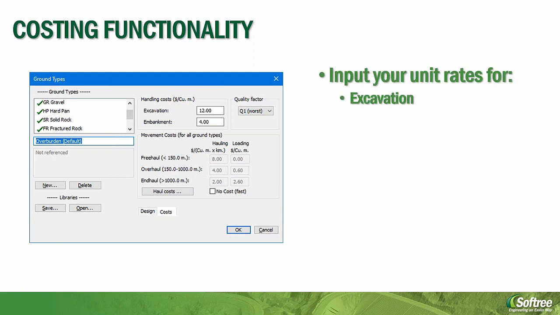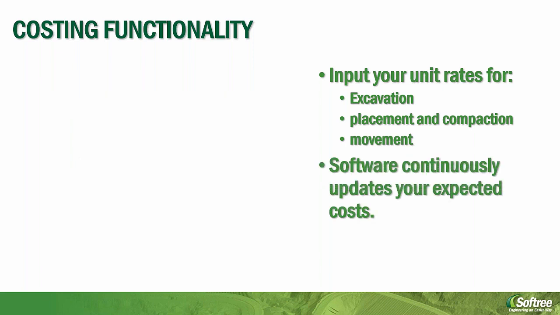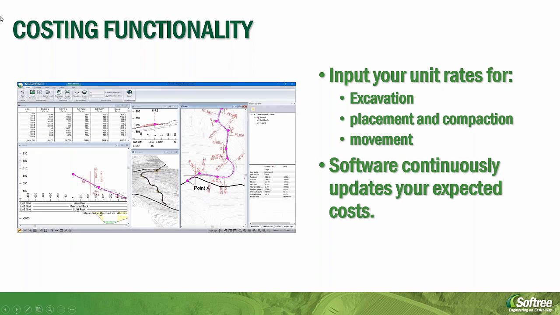Then we consider the movement costs. We can assign different costs for hauling and loading and figuring out which category makes sense for certain distances, and that cost is going to be included in the costing function of the software. So those last 2 dialog boxes are where we customize it in the software, and then previously shown, we've got this Project Explorer window where we can see our costs as we explore our different design options.